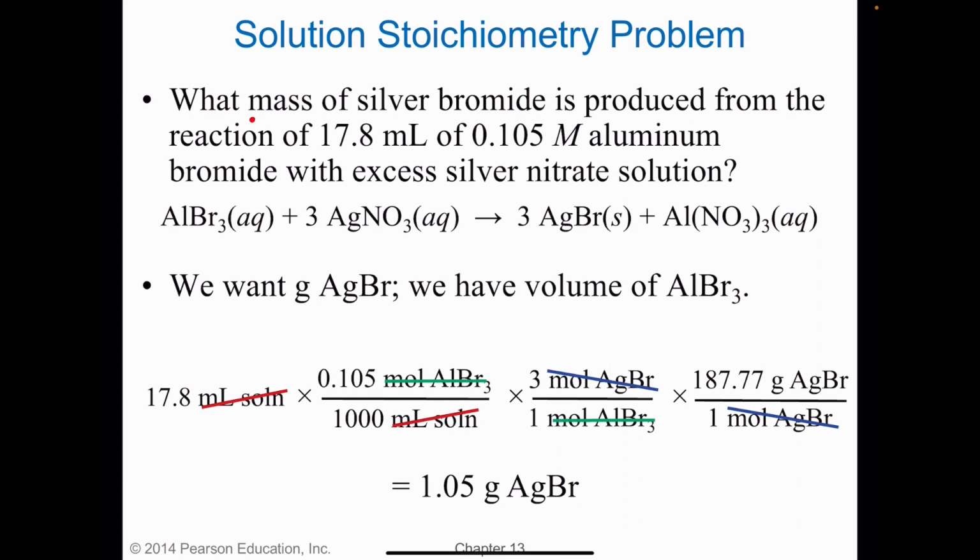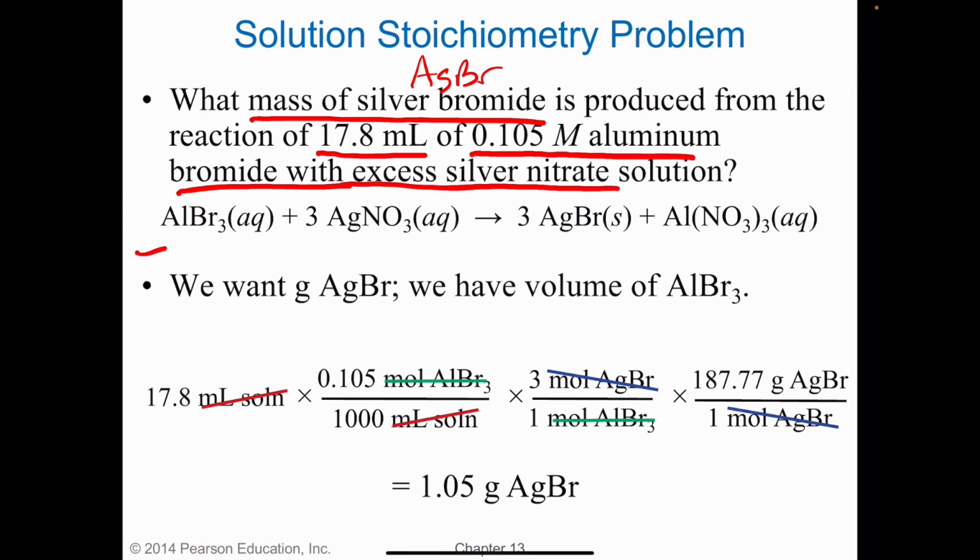It says, what mass of silver bromide is produced from the reaction where we have 17.8 milliliters of 0.105 molar aluminum bromide added with excess silver nitrate? So they give us our chemical reaction, and it looks like it's already balanced for us. That's nice. So we want to solve for grams of silver bromide because they said what mass? So I want to solve for grams.